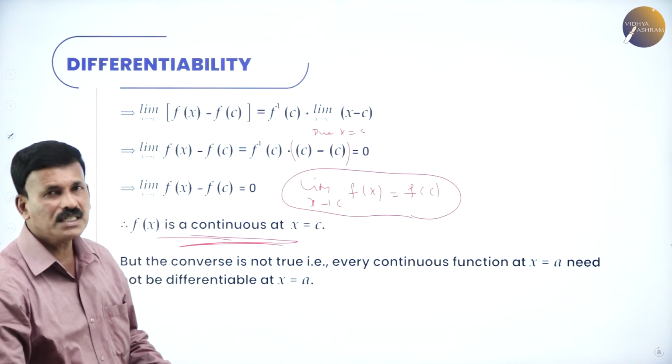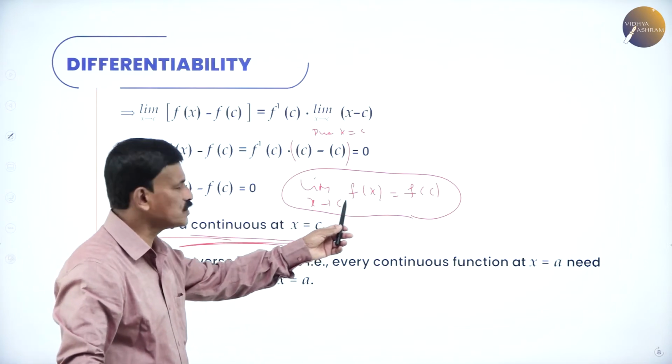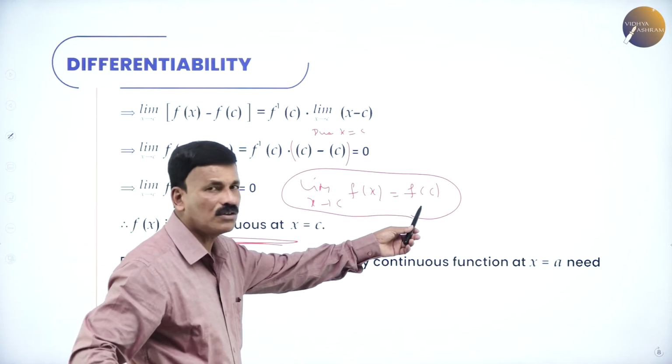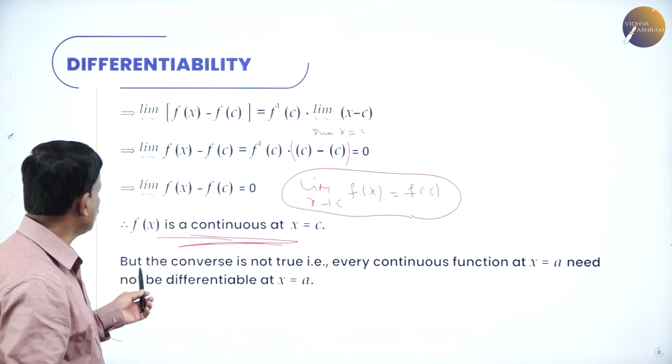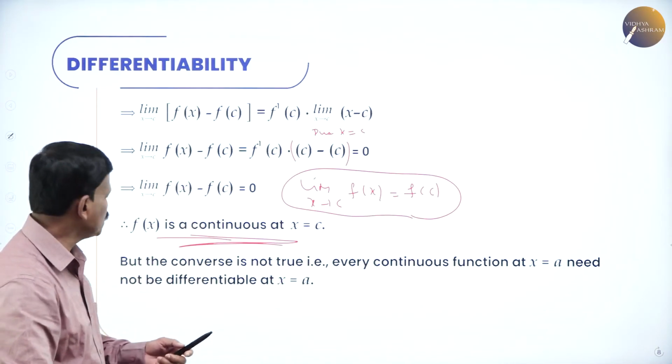So, the left hand limit and right hand limit are equal. That is limit x tends to c of f of x, and that is also equal to the functional value f of c. Therefore, this is a continuous function. Therefore, f of x is a continuous function.